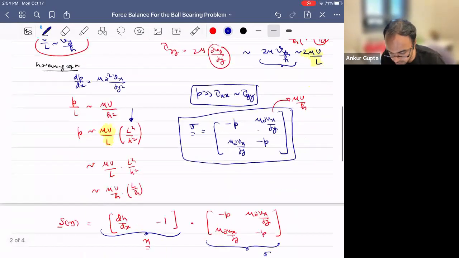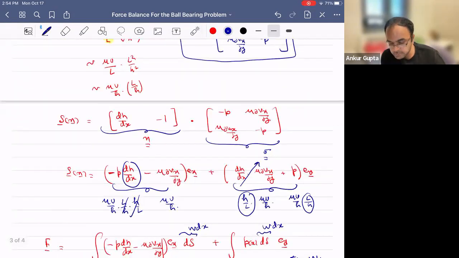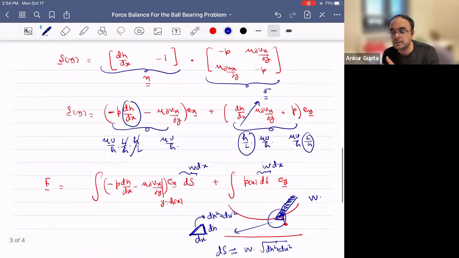Then when we took the Sn n dot sigma, we found the two terms in Ex and Ey. Pressure contributes in both Ex and Ey, and shear stress contributes in both Ex and Ey. When we calculated order of magnitude, we found in the Ex term that p dh by dx and mu del vx by del y are similar, so we cannot ignore any of them. And in the normal direction, it's only the pressure.